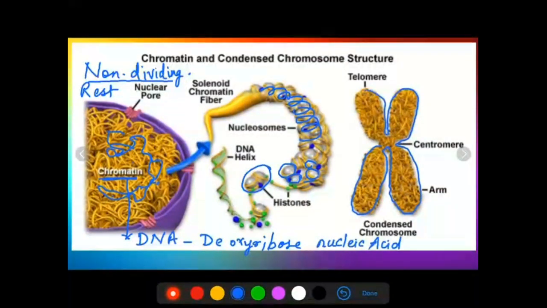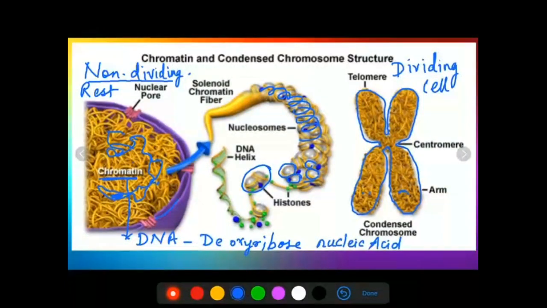So this is a thick chromosome, but you cannot see this thick chromosome in a non-dividing cell. It is seen in a dividing cell. So chromosome is visible only in a dividing cell. But when the cell is at rest, you'll see the chromatin thread. But when the cell is dividing, you will see thick chromosomes.